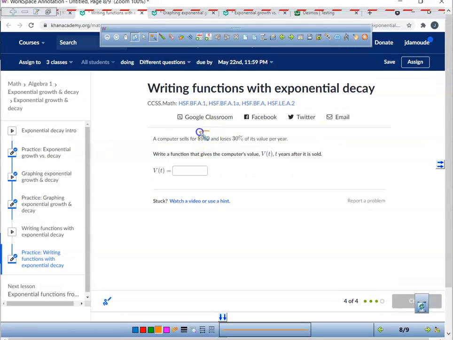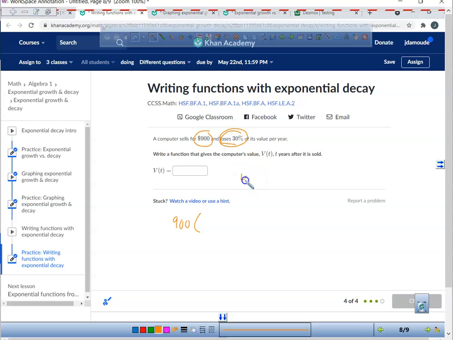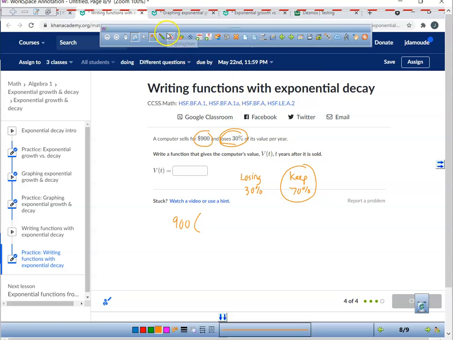Last problem. It says the computer sells for $900, but then it's losing 30% of its value every single year. So this starts out with 900, but it's losing 30%. So if you lose, I know it's getting old, but hopefully you see what I'm doing here. It's losing 30%. So what do you get to actually keep? What value does it keep? 70%. And this is where it gets frustrating as a teacher. I do this over and over and over again.